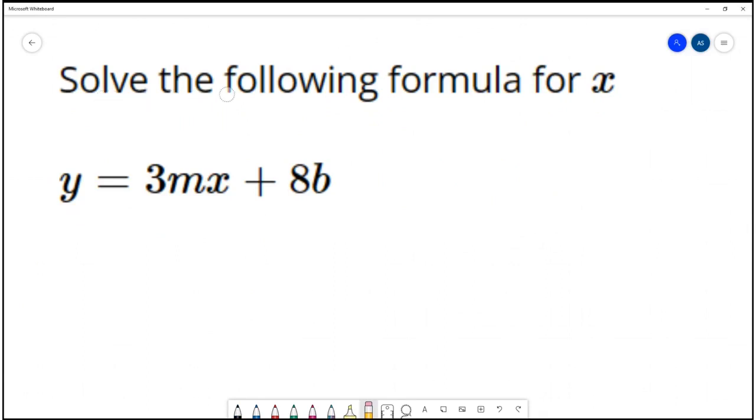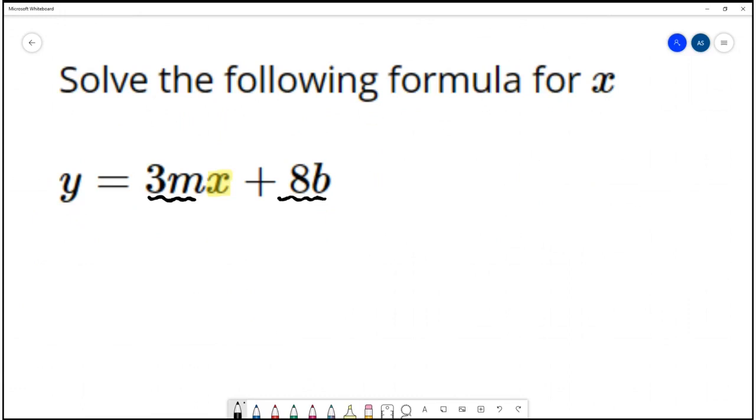For this question, we want to solve the following formula for x. We have the formula y equals 3mx plus 8b. And solving for x means that we want to have x as the only thing on one side of the equation. So I want to remove this plus 8b as well as the 3m.